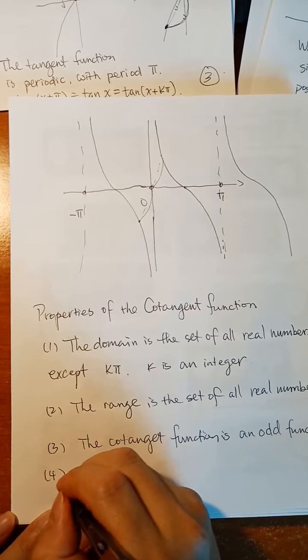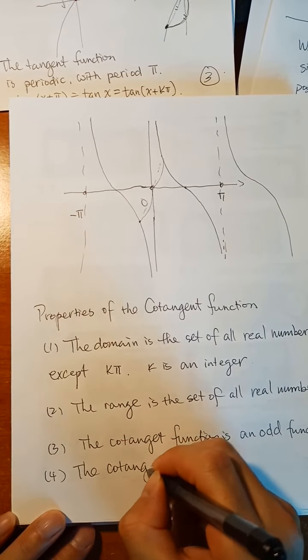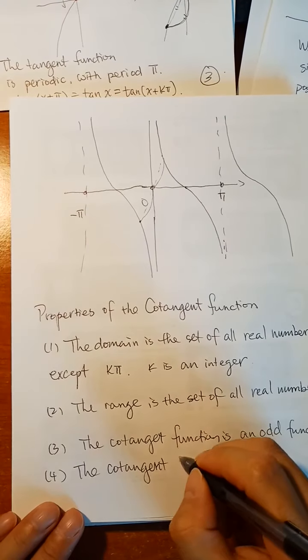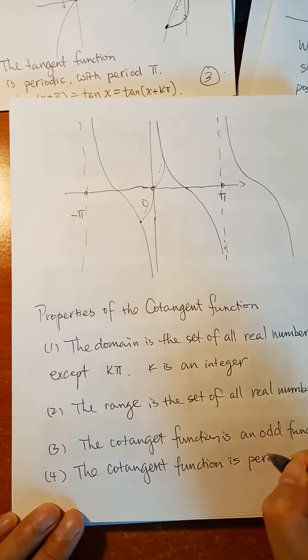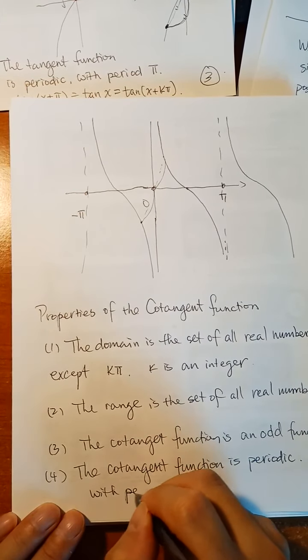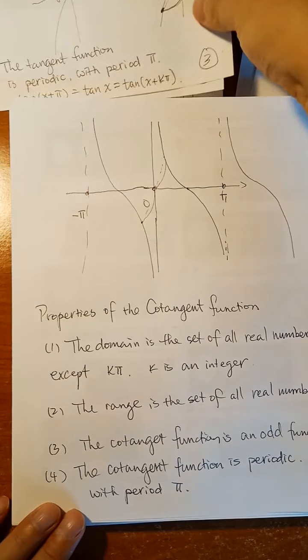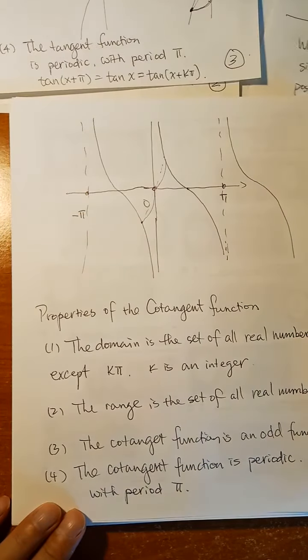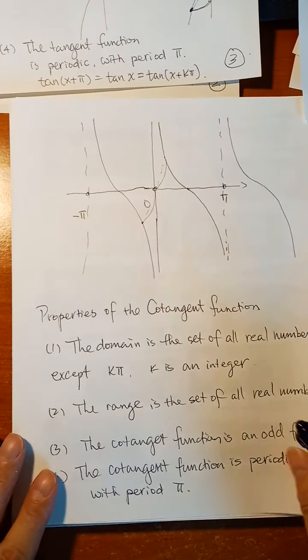And for the cotangent, the function is periodic with period pi. So cotangent is also the periodic function with this time with a period pi. The same thing. Okay, and 5.